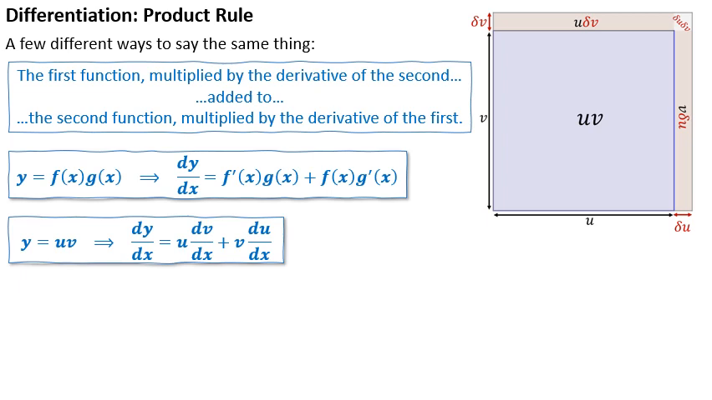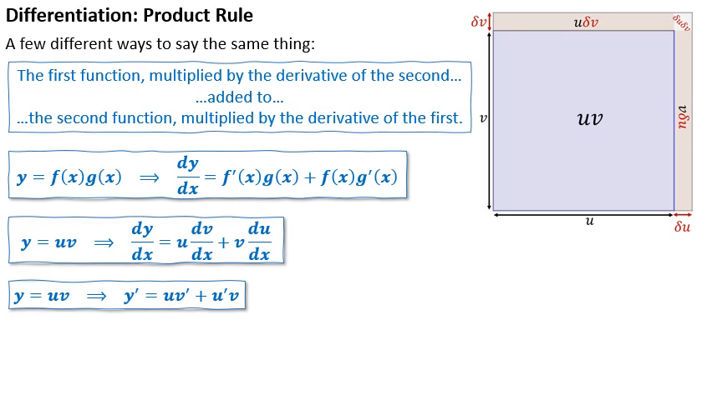If y is equal to uv, then dy by dx will be u times dv by dx plus v times du by dx. Each function appears in its original form, u or v, along with the derivative of the partner function that goes with it. So u goes with dv by dx, v goes with du by dx.